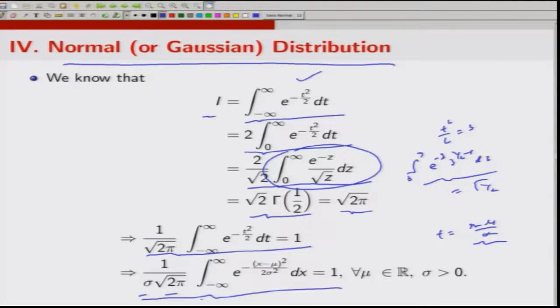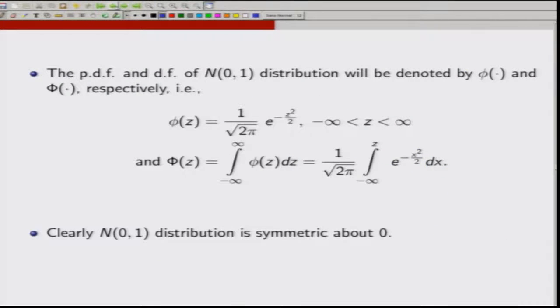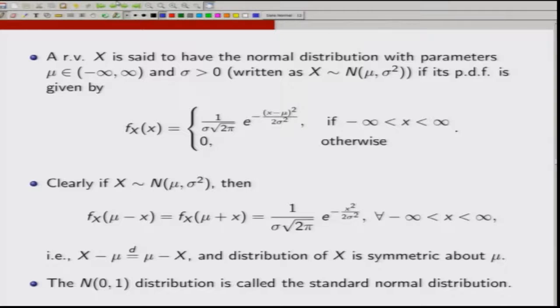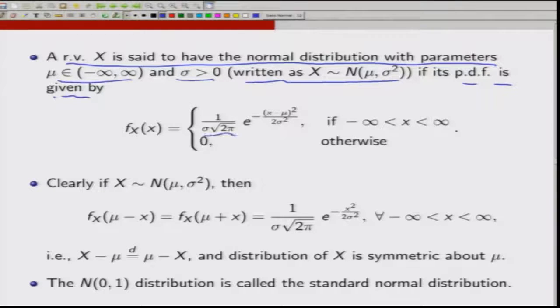And this is also non-negative. So that means this can be taken as a PDF, and that is the PDF of the normal distribution. So a random variable x is said to have the normal distribution with parameters mu and sigma greater than 0, which we write as x has normal mu sigma square, if its PDF is given by this quantity. Sorry, there is no 0 over here because it covers the whole real line. So its PDF is given by this.